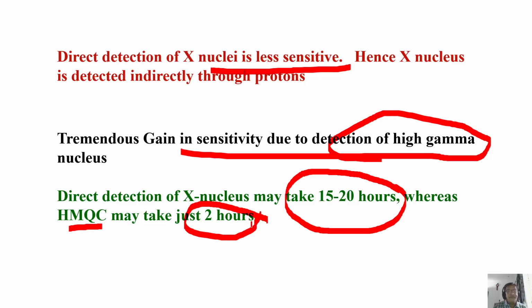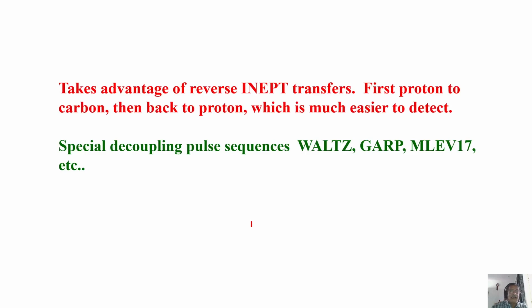See the advantage. We have taken the benefit of the large magnetization of proton and use it, give it to carbon and do the inverse detection. And this is the beauty. See, it takes advantage of the reverse INEPT transfer. What you will do is, you will first do the polarization transfer from proton to carbon. Then do the reverse INEPT transfer. Take the magnetization back to proton. And now we can directly detect the proton.